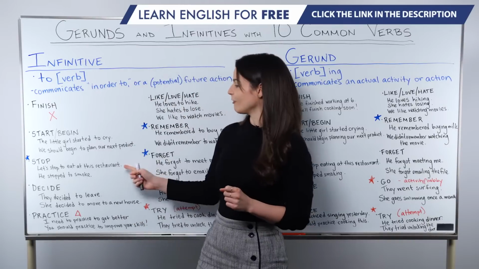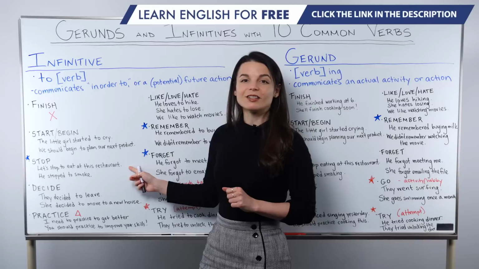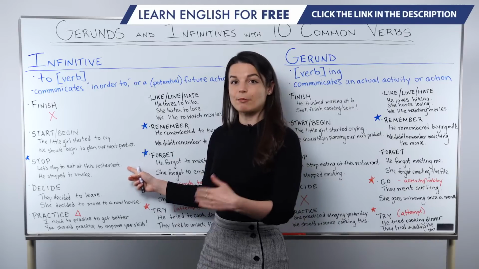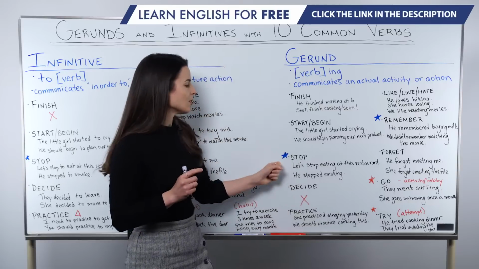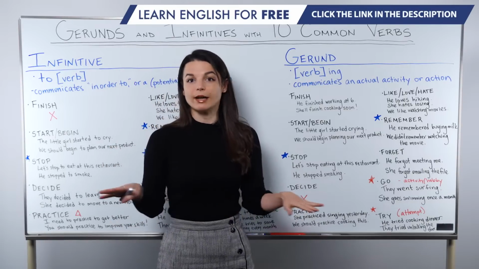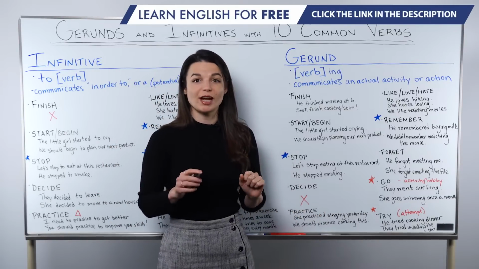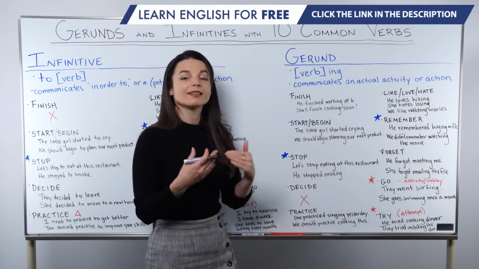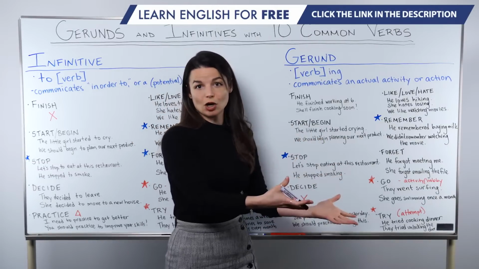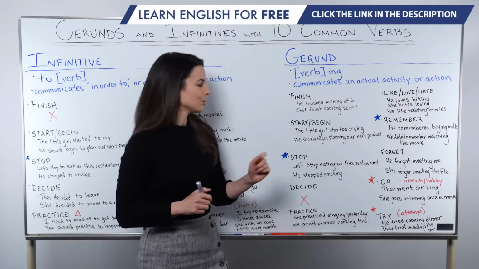Remember, the infinitive form was, let's stop to eat at this restaurant, which means let's stop the car and go for food at this restaurant. This one communicates we don't want to eat here anymore. So this is a big change. Let's stop plus gerund communicates let's not do this thing any longer. Let's look at one more example.